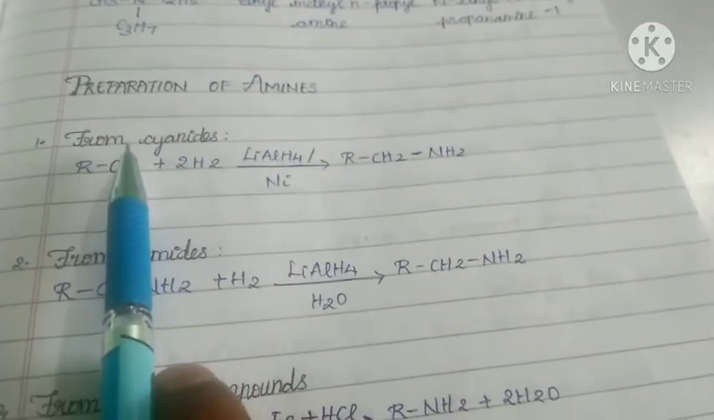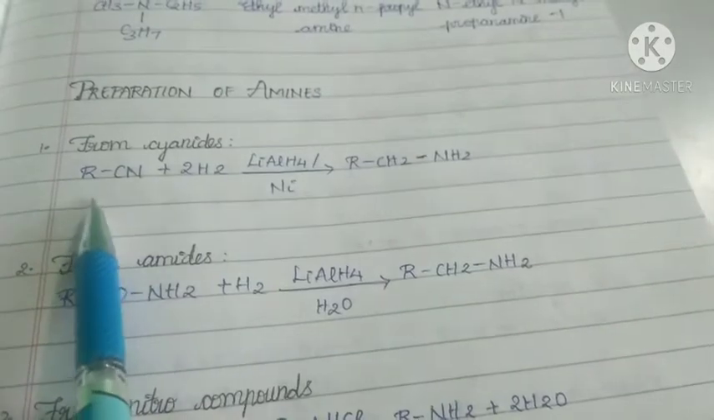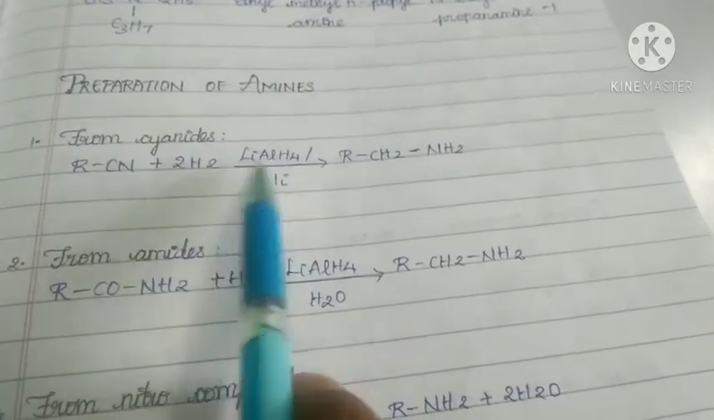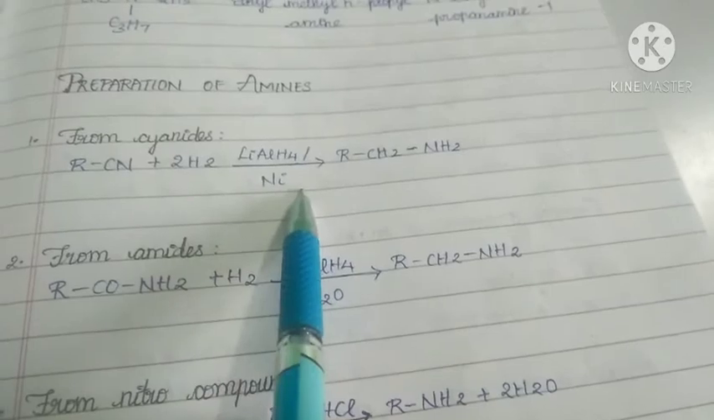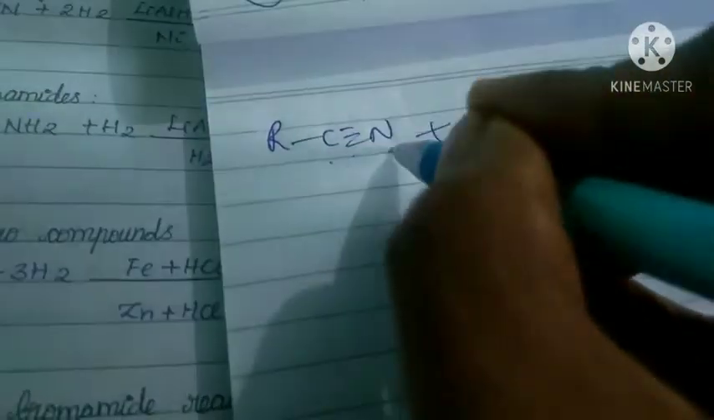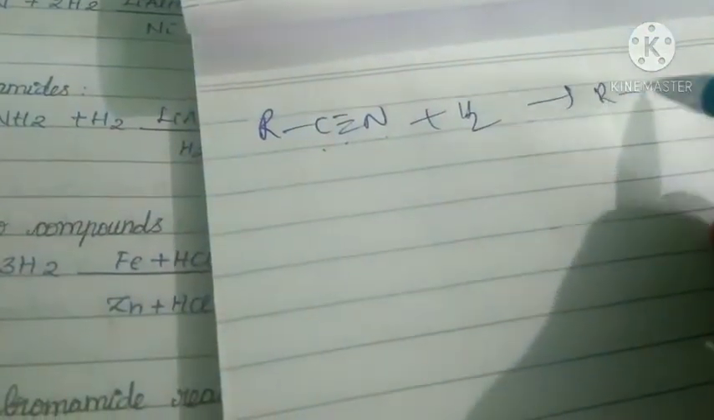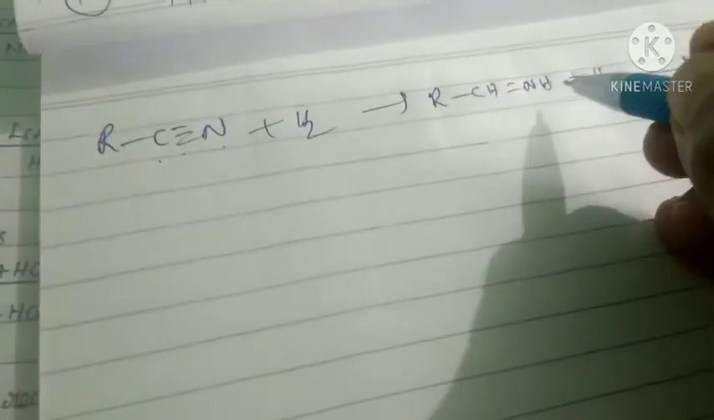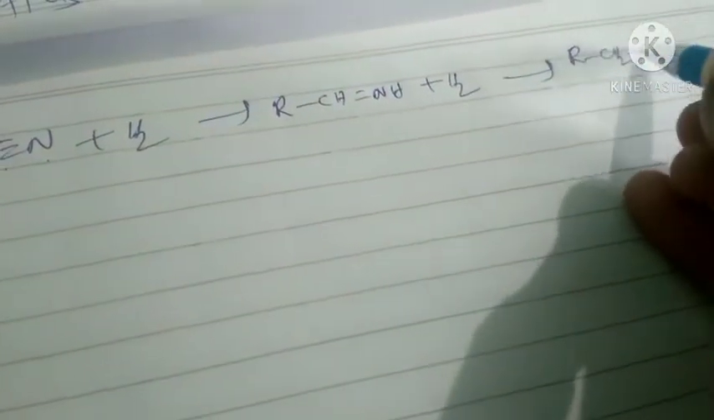Next one is preparation methods of amines. First preparation method is from cyanides. When cyanides undergo reduction in the presence of LiAlH4 or nickel, we get primary amines. That means here RCN, a carbon-nitrogen triple bond is present. One hydrogen is going to attack here, one more hydrogen is going to attack here, then the triple bond becomes a double bond, RCH=NH. When one more hydrogen is added, this double bond is also broken, and finally we get RCH2NH2. This is a primary amine.